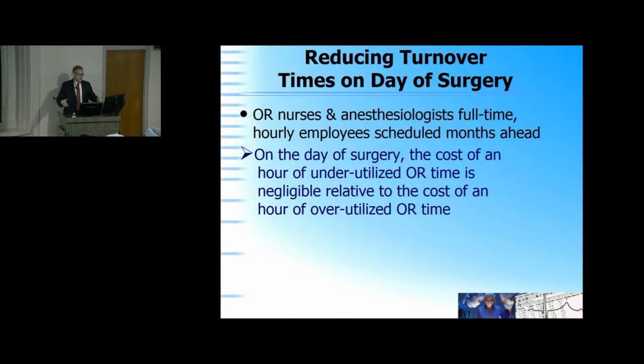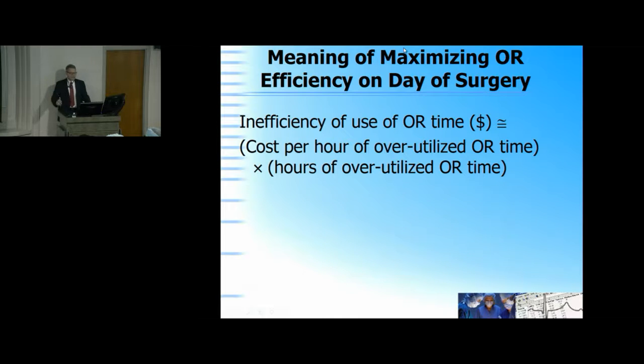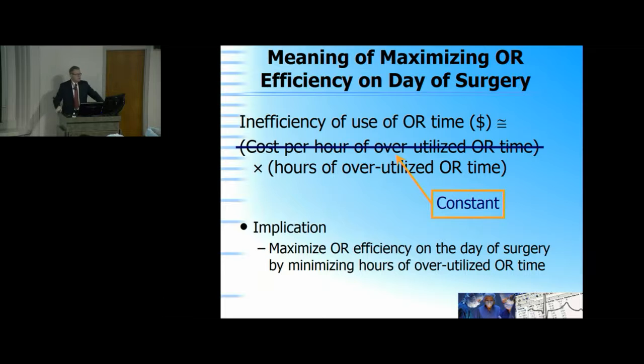Okay? That's because people have already been scheduled months in advance. So as you approach the day of surgery, the terms involving underutilized time vanish, and you're left only with the hours of overutilized OR time. The cost of an hour of overutilized time is different for housekeepers, OR nurses, society, surgeons, anesthesiologists, nurse anesthetists. It doesn't matter because we're not trying to measure this. We're not benchmarking it. We're making a decision. We're modeling. And therefore, whatever it is, it's a constant. It's different for different groups, but for each group, the cost is whatever the cost is. And so the consequence is you increase the efficiency of use of OR time on the day of surgery by reducing the hours of overutilized operating time. And that holds for all groups, including from a societal perspective, a hospital perspective, and so forth. It doesn't matter.